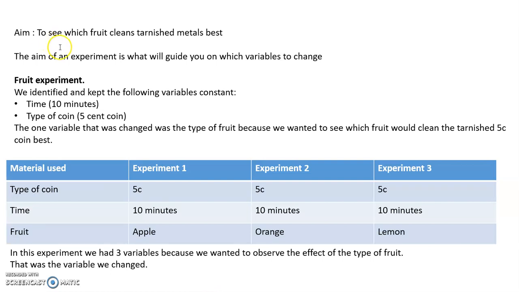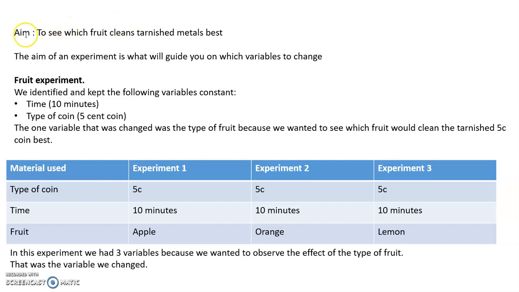Look at this aim: to see which fruit cleans tarnished metals best. Remember, this is the experiment that we did a week or 2 ago. And how do we know then which factor or which variable to change? We look at the aim. The aim will tell you which variable you need to change.